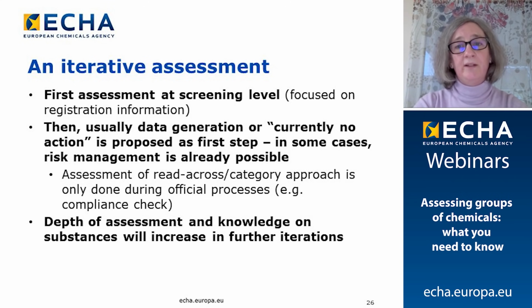For some groups, we can already say that there is currently no need for action. And in some cases, we have also proposed risk management, for instance, harmonized classification and labeling. One thing to note is that at this stage of assessment, we actually don't assess as such the read across or the category approach that may be available in a registration dossier. This is done only during official processes, for instance, as part of the compliance check.